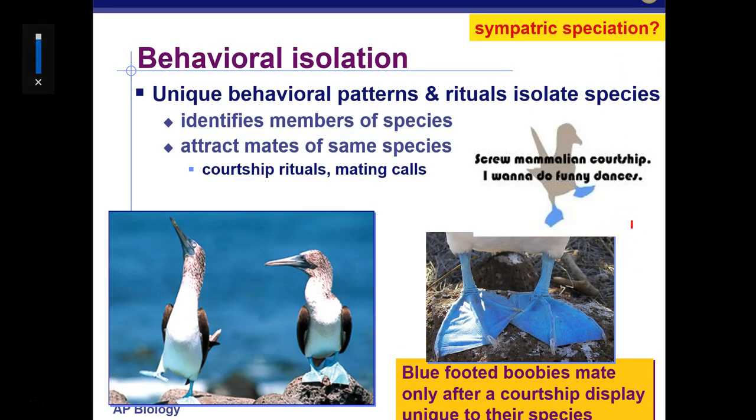So again, there are many different types of mating rituals out there. And part of the purpose of the mating ritual is for species to recognize their own kind. So this is going to lead to them only reproducing with their own kind. So that is reproductive isolation.